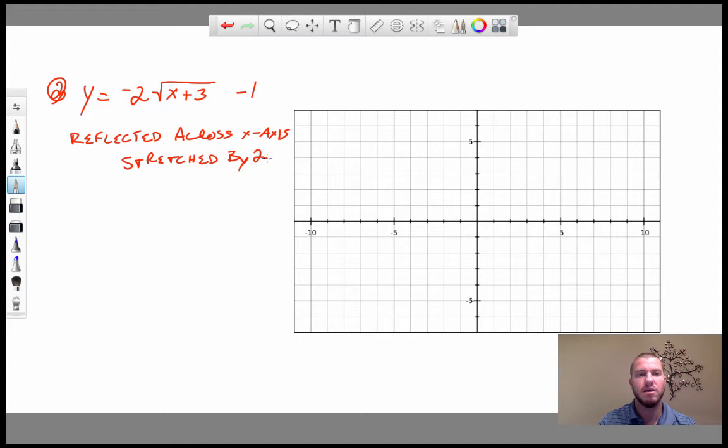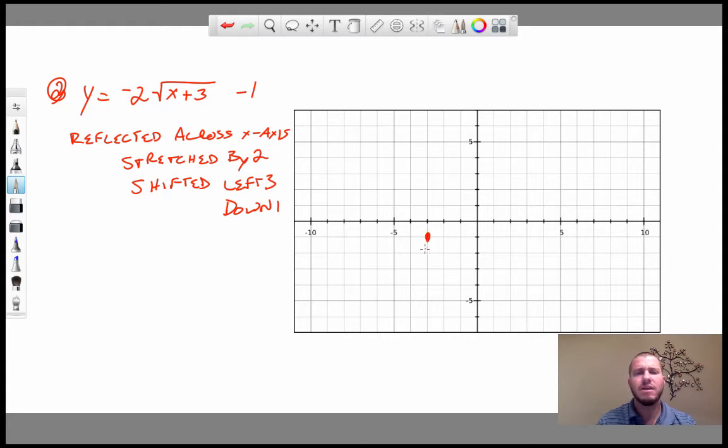So it's stretched by 2. It's shifted left 3 and down 1. Now the shifting, I'm talking about my h and k. So remember the opposite of the h. This h is still inside with the x. It's still shifting with the x in the x direction. So that point here is going to be shifted left 3, down 1.